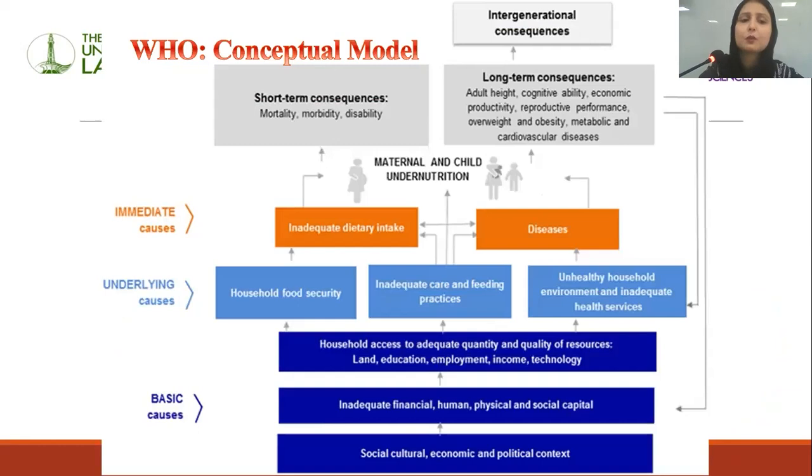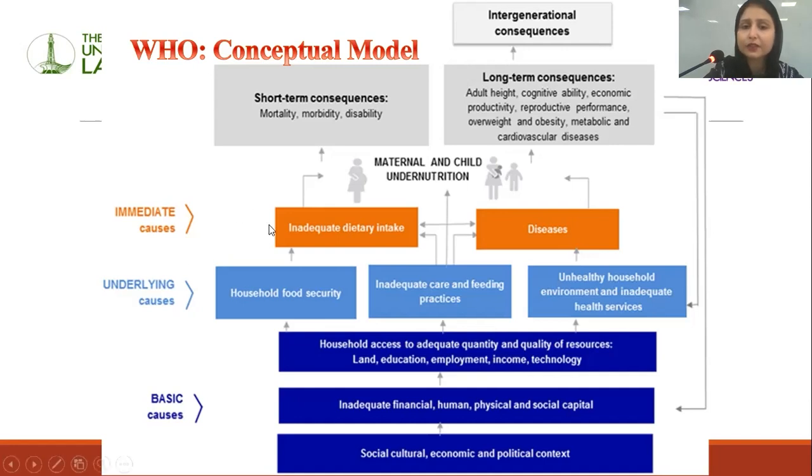This is the WHO model for malnutrition. There are different causes of malnutrition: basic causes, underlying causes, and immediate causes. Basic causes, like a lack of education, technology, and resources, and political issues, automatically contribute to a poor healthcare system in a community, in a country, in a society, and this will lead toward household food insecurity, lack of access to food for the population, and automatically it will lead toward poor feeding practices.